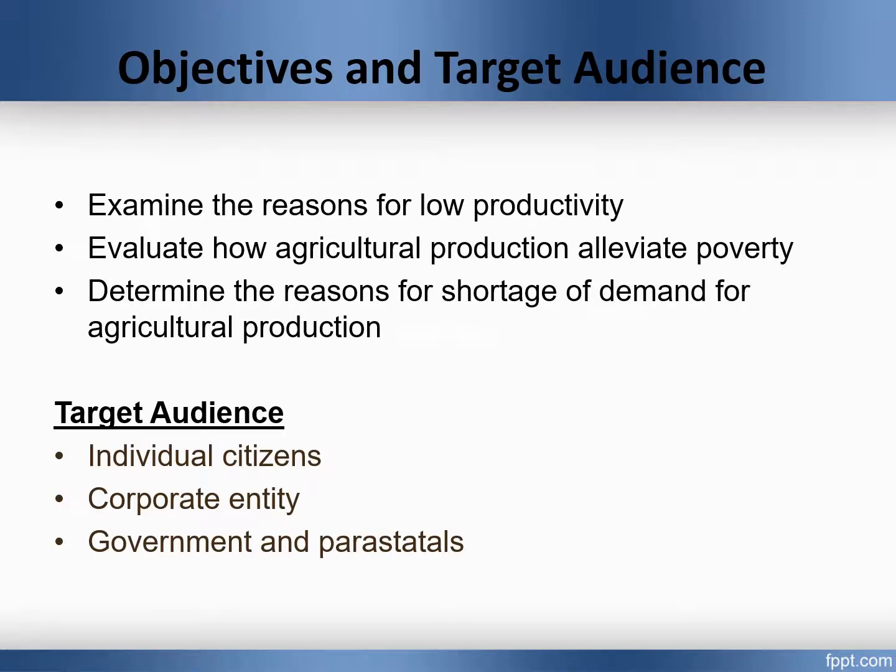The objectives and target audience. The objectives: we examine the reasons for low productivity. We evaluate how agricultural production alleviates poverty. We determine the reasons for shortage of demand for this agricultural production. The target audience we are looking at include the individual citizens of the nation, corporate entities, government, and parastatals.